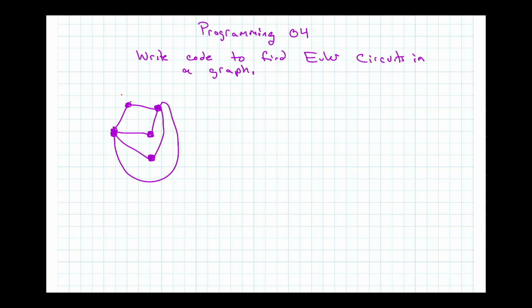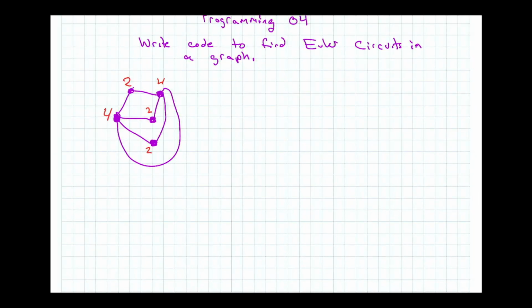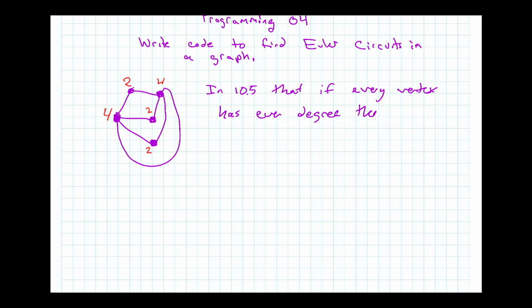Let's just check. That's 2, 1, 2, 3, 4. This is 4. That's 2, 1, 2, 3, 4. That's 4, and then this is 2 again, right? And that was necessary. So we learned in 10.5 that if every vertex has even degree, then there is an Euler circuit in the graph.